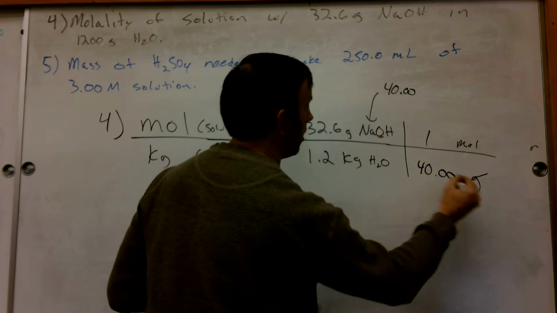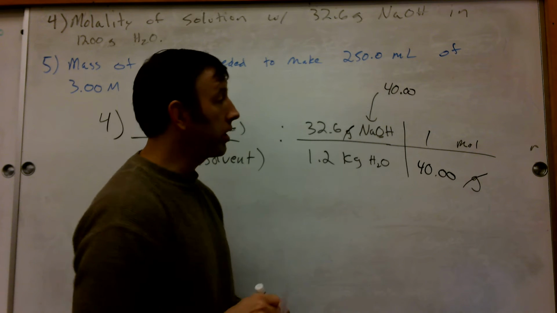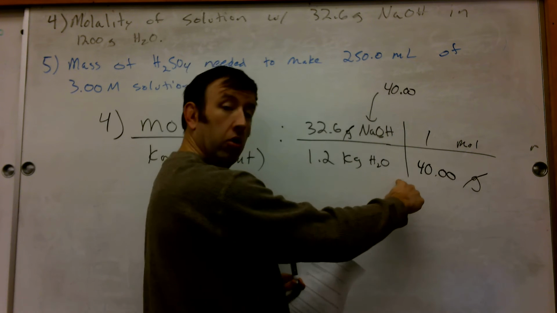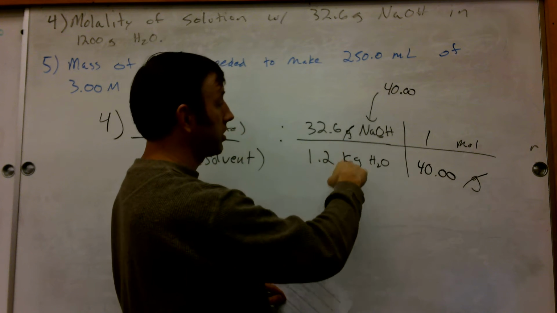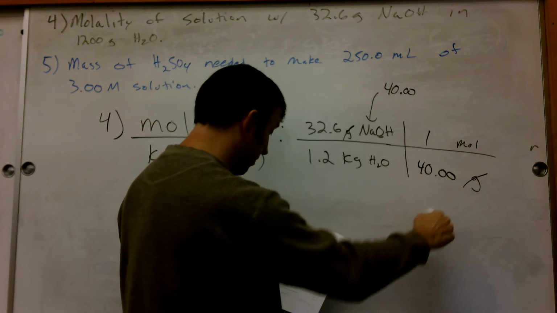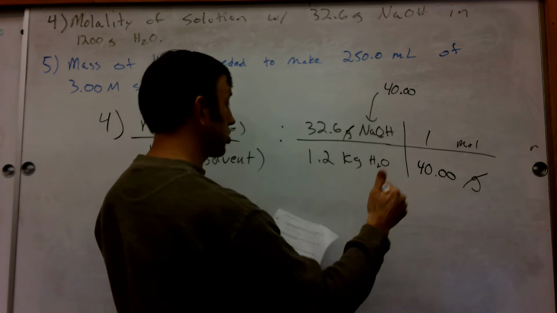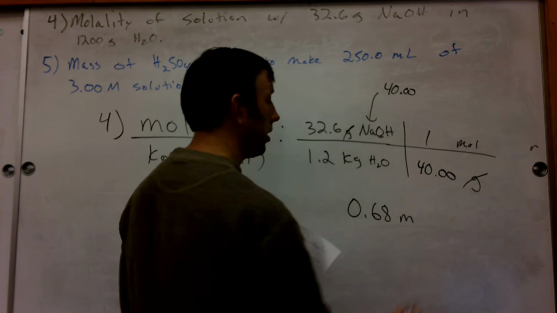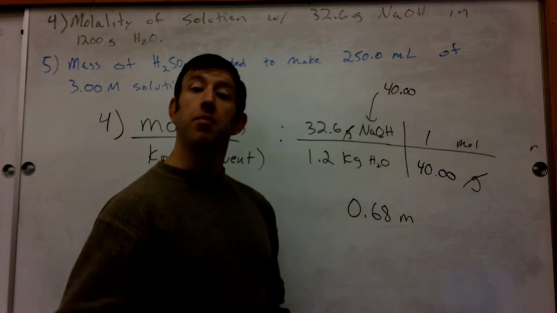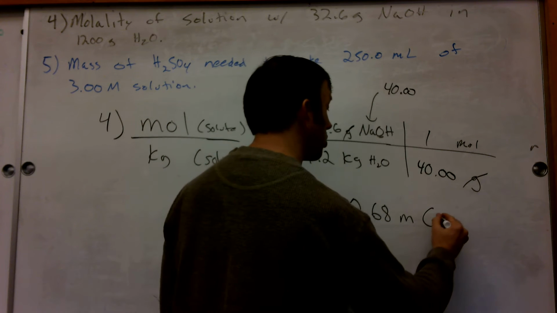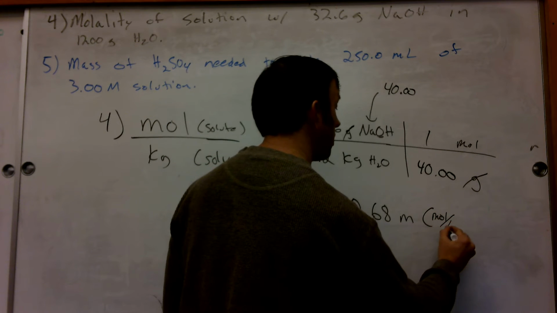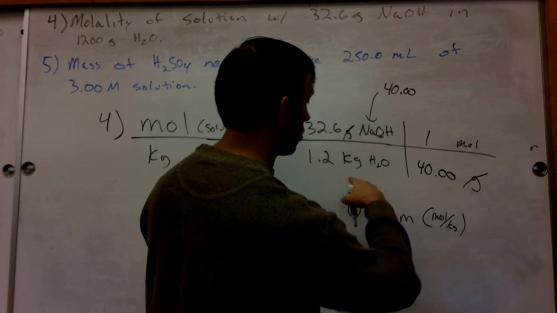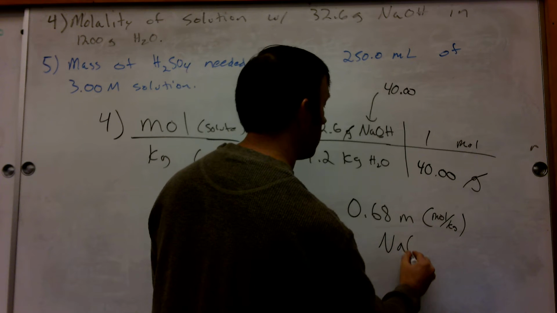All right, now if I do my unit cancellation, I'm showing moles of solute, so moles of sodium hydroxide over kilograms of solvent. So I'm just going to go 32.6 divided by 1.2 divided by 40, and I should get 0.68 little m, right? So molality, remember, is represented by a little m. You could also do moles over kilograms if you want. That is perfectly acceptable. And we also need to include what it is that we're talking about.